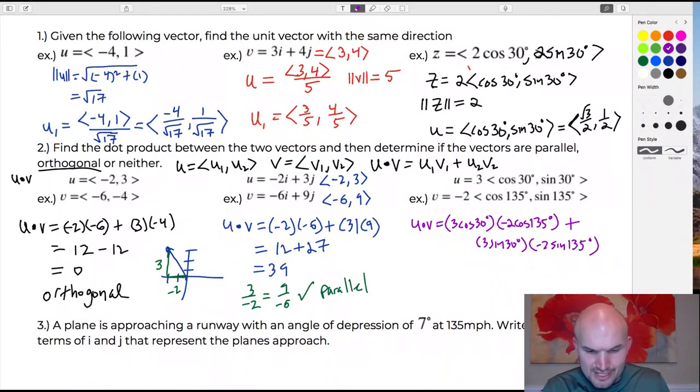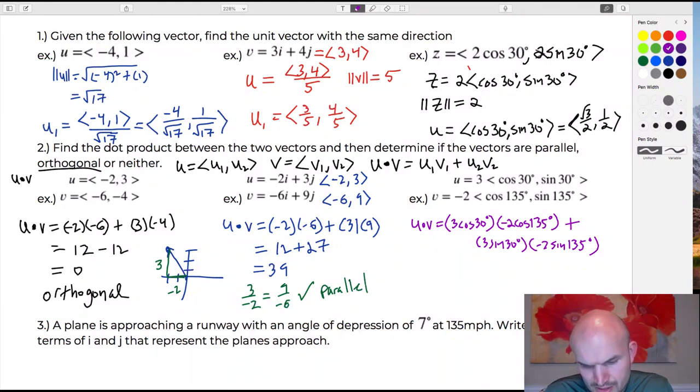So that's a lot to type in the calculator, and I only have this TI-30. So make sure you're in degree mode. So let's just kind of do this one by one. Use your parentheses, that'll be really helpful. 3 cosine of 30, and then times -2 cosine of 135, and then plus parentheses 3 sine of 30, close, times -2 sine of 135, close.